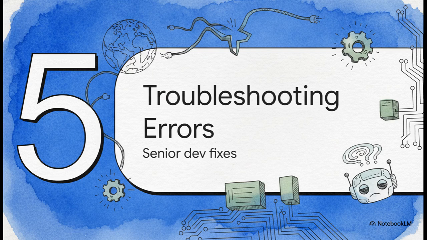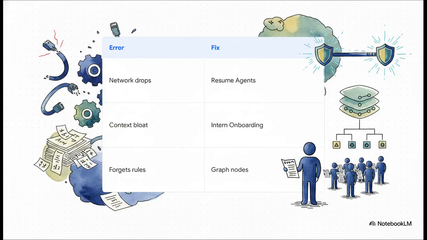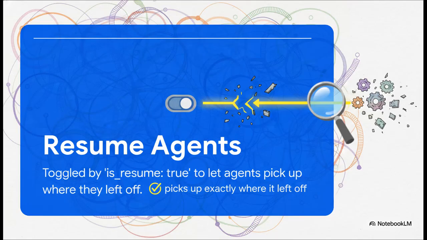All right, finally, troubleshooting common errors. These are the senior dev fixes for production reality. Let's get real for a second. Production is messy. Connections drop, services fail, and agents inevitably get confused when they've been running for hours. So consider this your pro tip cheat sheet. We're going to dive into Shubham Saboo's recommended ADK 2.0 framework fixes for these completely unavoidable errors. We're talking resume agents for network drops, graph-based nodes for forgetful agents, and the intern onboarding method to handle context bloat. Honestly, the sheer simplicity of this first fix is gonna blow your mind.